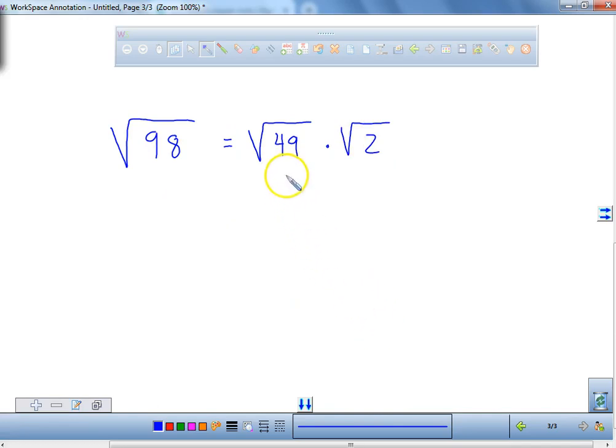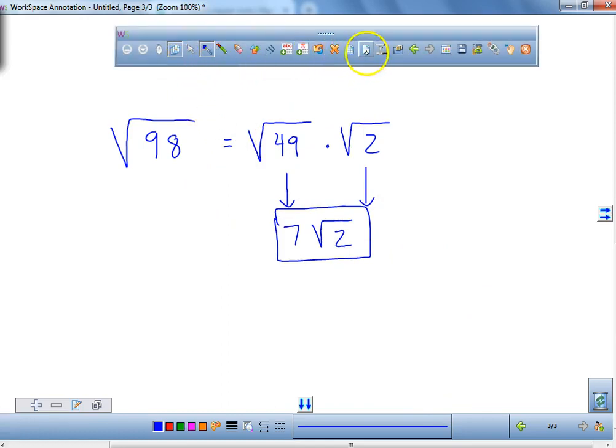Yes. But what is the square root of 49? The square root of 49 is just a 7. The square root of 2 you cannot simplify, so you just leave it as the square root of 2. So maybe that's another way of thinking about it, like you're looking for perfect squares. So the square root of 49 is 7. The square root of 2 stays the same. So I'll do another one this way.